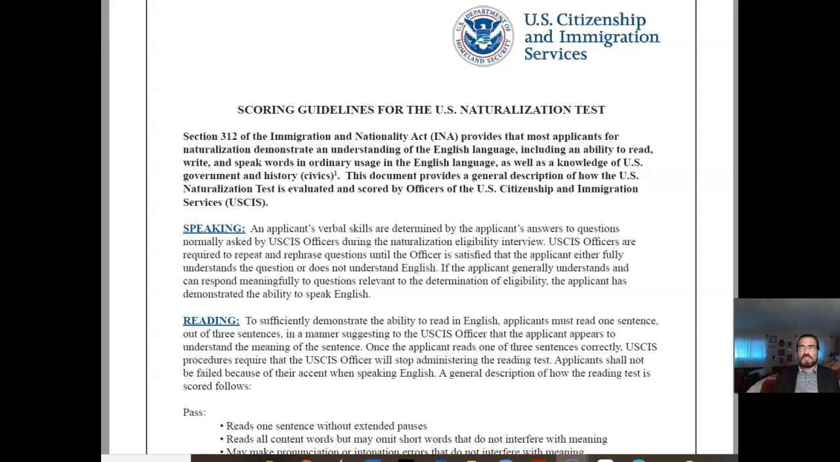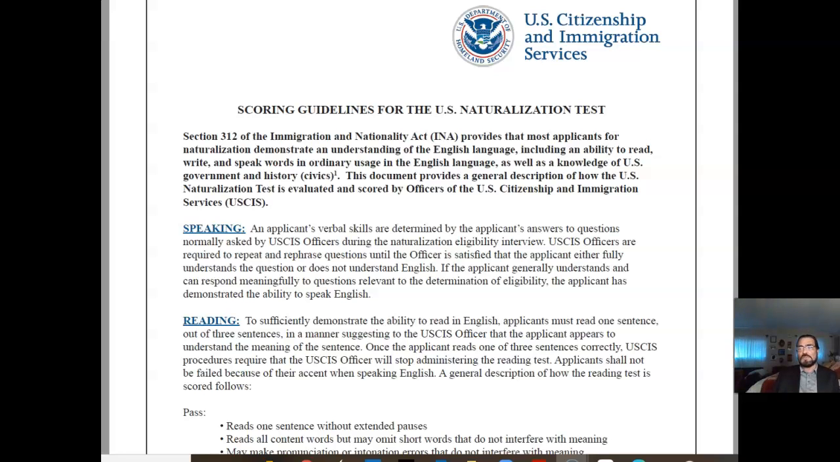During the interview, the USCIS officer is also evaluating whether you, the applicant, understands English. This begins as early as when they greet you with small talk and as they bring you back to their office. The officer is required to repeat and rephrase until they are satisfied that you either fully understand the questions or do not understand English. There's no specific order for how the test is administered, so let's start with the reading portion.